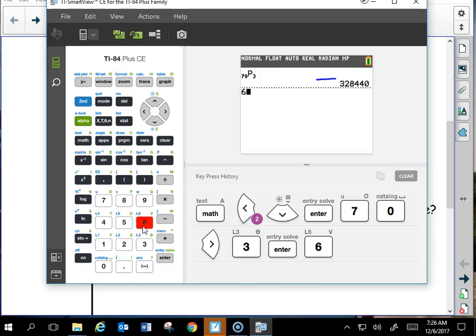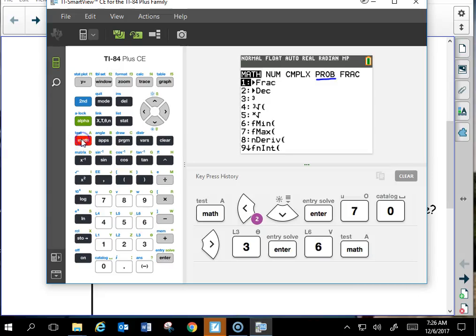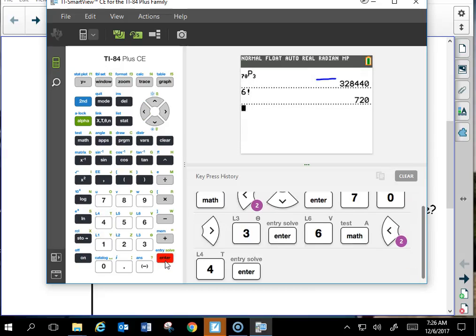6, math, probability, factorial is 4, 720.